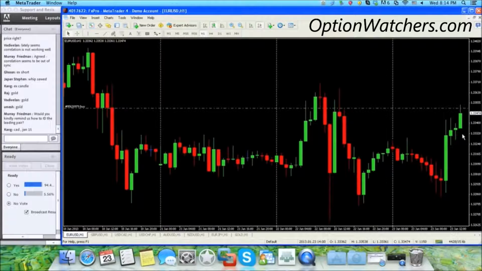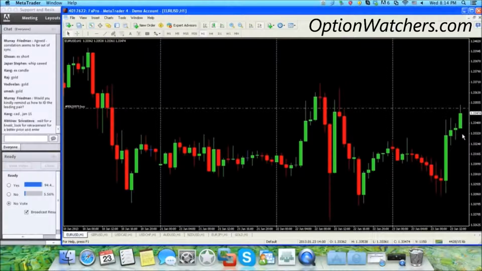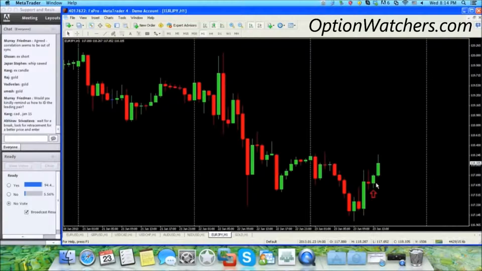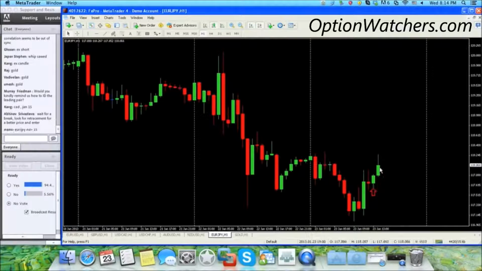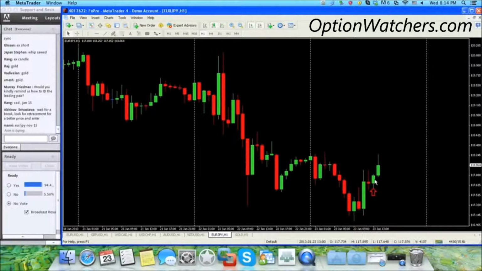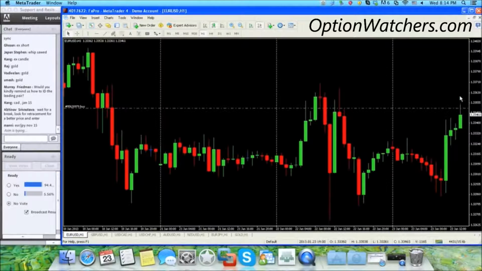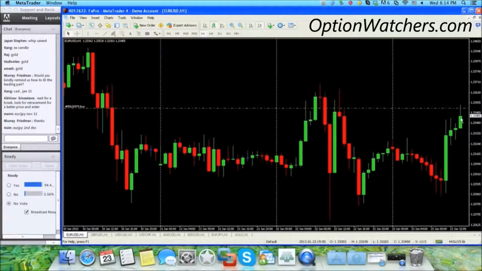Would you kindly remind us how to ID the leading pair? In this particular case, if you take a look, Euro Yen was the first pair to actually tell you it wants to go long, because not even in this candle, the last candle tells you it wants to go long. So Euro Yen is the leading pair. Now Euro USD needs a lot of steam to go out of this area. So we wait and see. So far it's a pretty big candle.